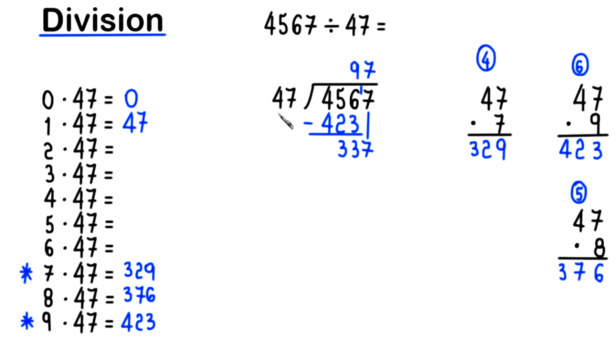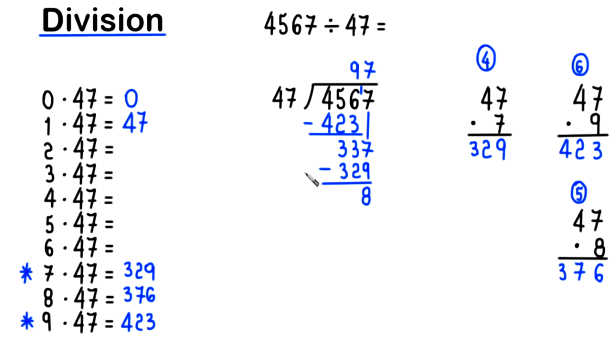Since 7 times 47 equals 329, I write 329 here, and then I subtract. I will do this subtraction by completing the smaller number until we get the greater number. 329 plus 1, 330. 330 plus 7, 337. So we added 1 and 7. In total, we added 8. 337 minus 329 equals 8, because 329 plus 8 equals 337.